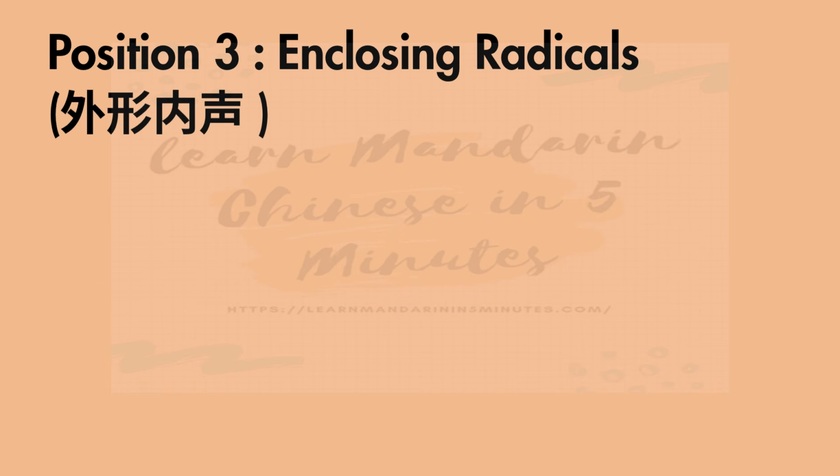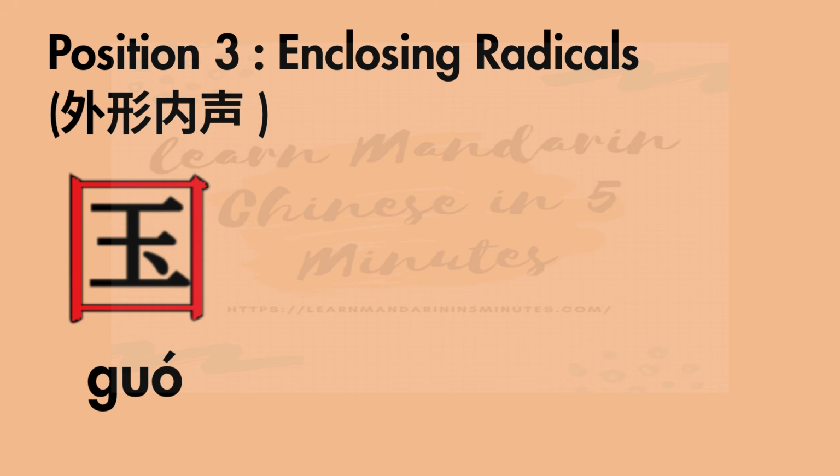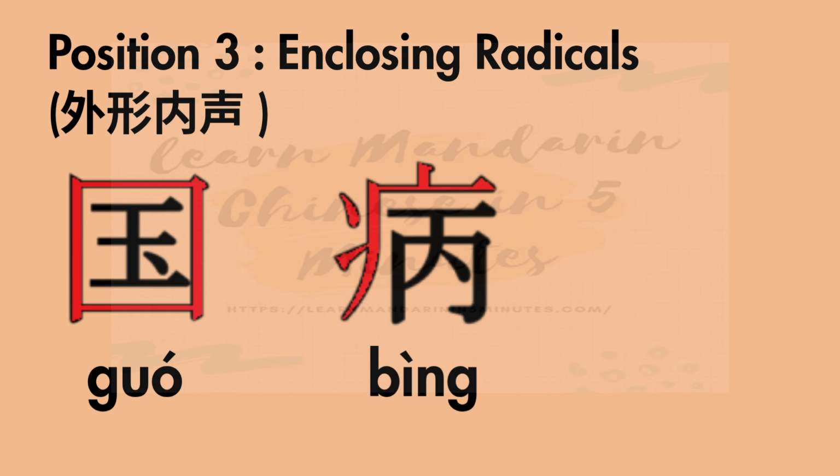Position 3, enclosing radicals, the hug. The radical forms a frame that surrounds the other part. Example, 裹, the enclosure radical 口 wraps around what is inside. 病, the sickness radical sits on the side and top, forming a partial frame.